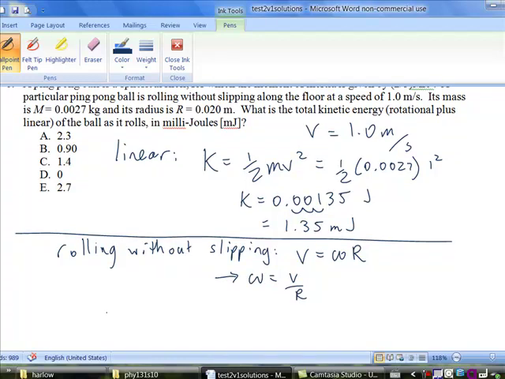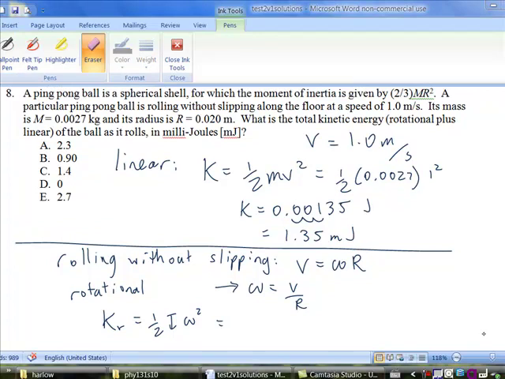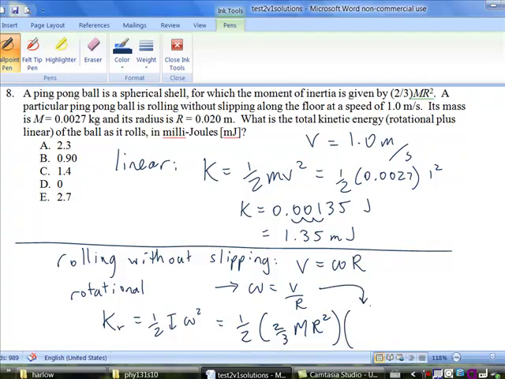We know the equation for rotational kinetic energy. Let's call that k with little sub r. It's equal to 1/2 I omega squared. So that is equal to 1/2 times the moment of inertia, which is still on the screen up there to the right, so it's 2/3 m r squared, times omega squared. Omega comes from above, v over r, all squared.